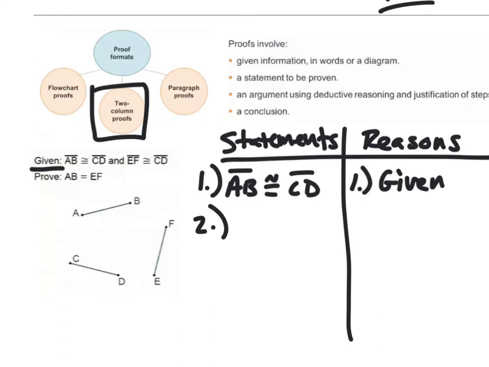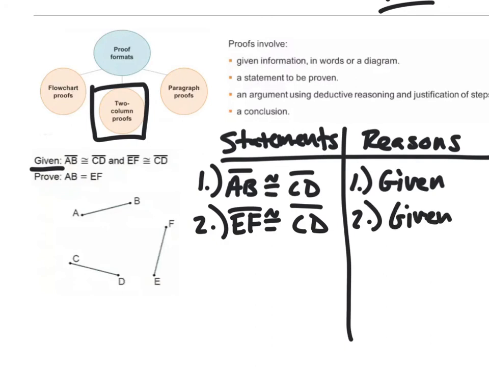All right? Now, what else is another statement that we know? What else is there? Yeah, EF is congruent to CD. That's also given. Now, what we want to prove is that AB is equal to EF.